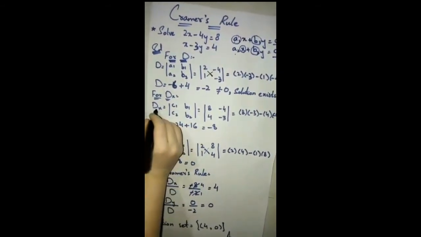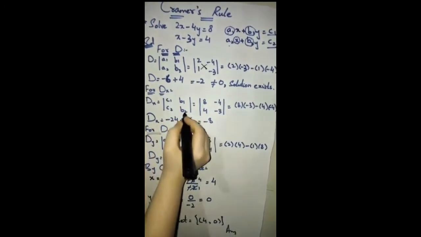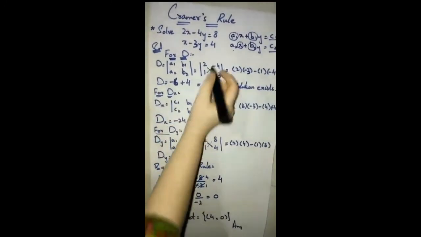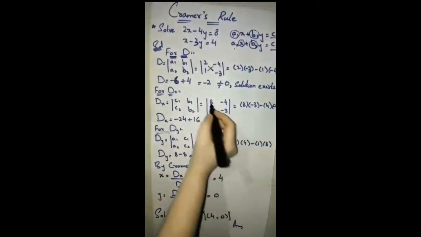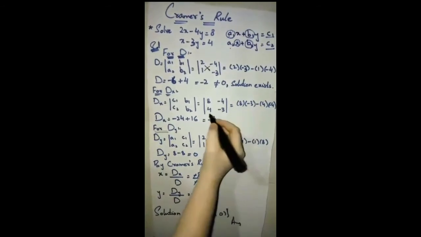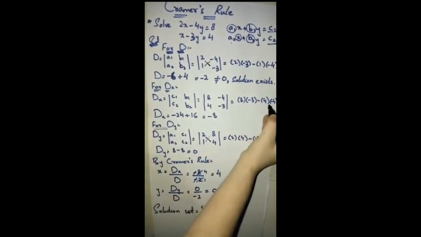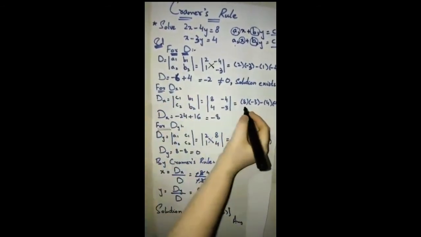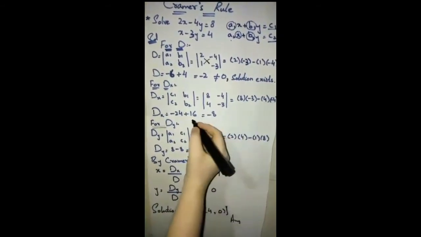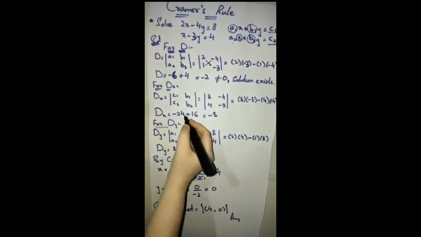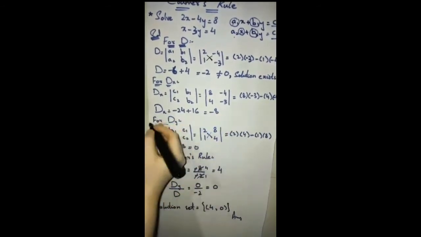For the formula, Dx equals the determinant of c1, c2, b1, b2. This is the determinant of Dx. c1, c2 equals 8 and 4. b1, b2 equals -4 and -3. 8 multiplied by -3 minus 4 multiplied by -4. You know how to find the determinant. 8 multiplied by 3 equals 24, and 4 multiplied by 4 equals 16. -24 plus 16, -8 is the answer for Dx.